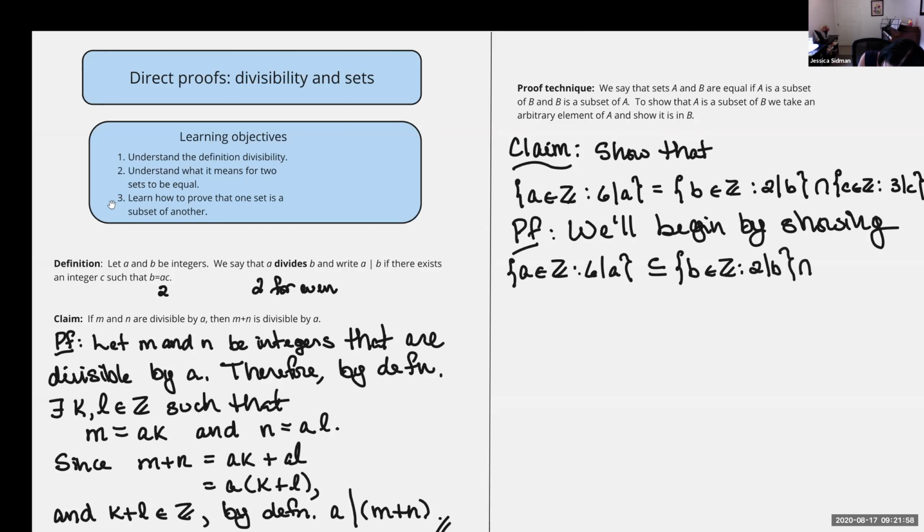Okay, here we go. So how do I do that? Well, I've got to take an arbitrary element of the set on the left. So I'm going to give them names. I think I need to give them names.